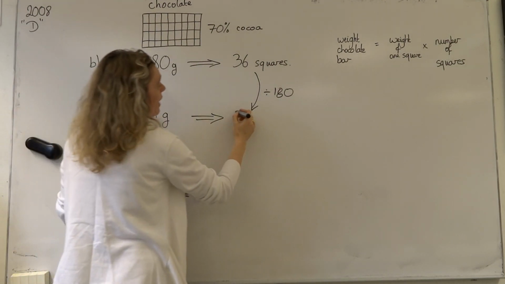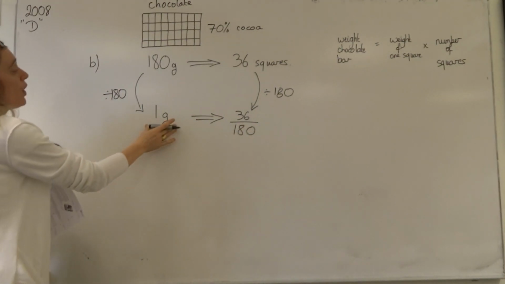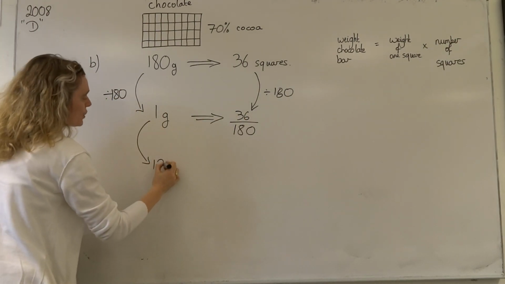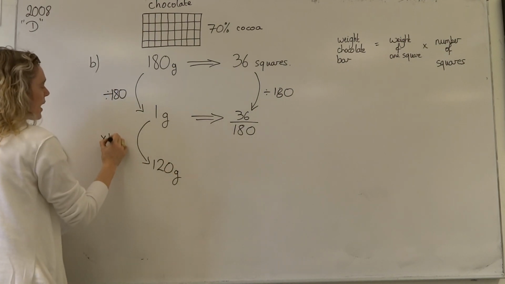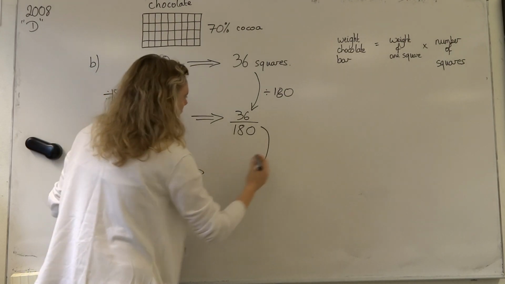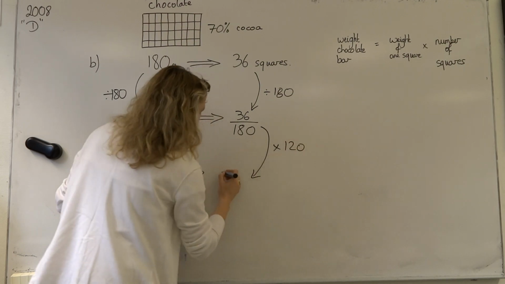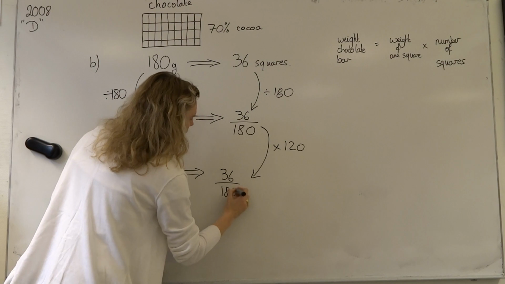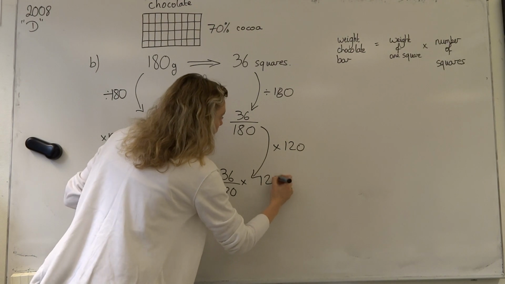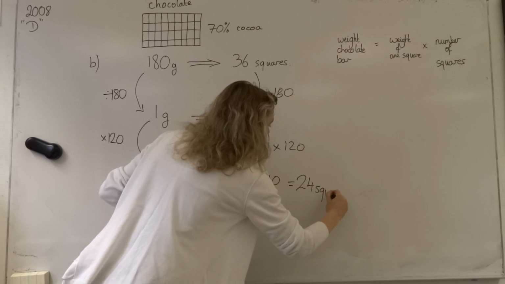So 1 gram would have 36 divided by 180. Now we know how much of a part of a square 1 gram is. We can then go to 120 grams by multiplying by 120 on both sides. So 120 grams would be 36 divided by 180 times 120. This is what 1 gram would weigh, how much of a whole square that is, and then multiply that by 120. And when you do that, you get the answer of 24 squares.